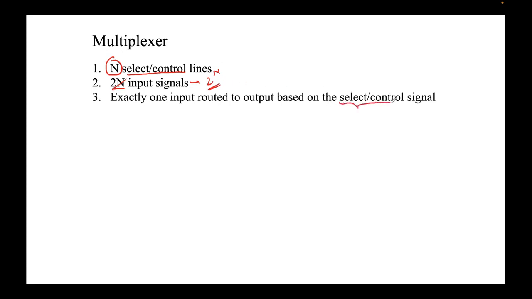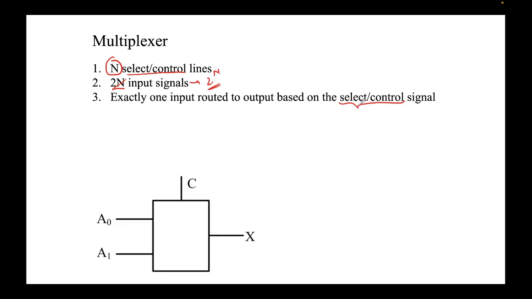That's why the name select or control signal. So the select or control signal will actually determine. In this case, we have n equal to 1. We only have one control line. You see, C stands for control. And since there is one control line, there can be 2 to the power 1, which is equal to 2 input signals. So we have 2 input signals, A0 and A1.